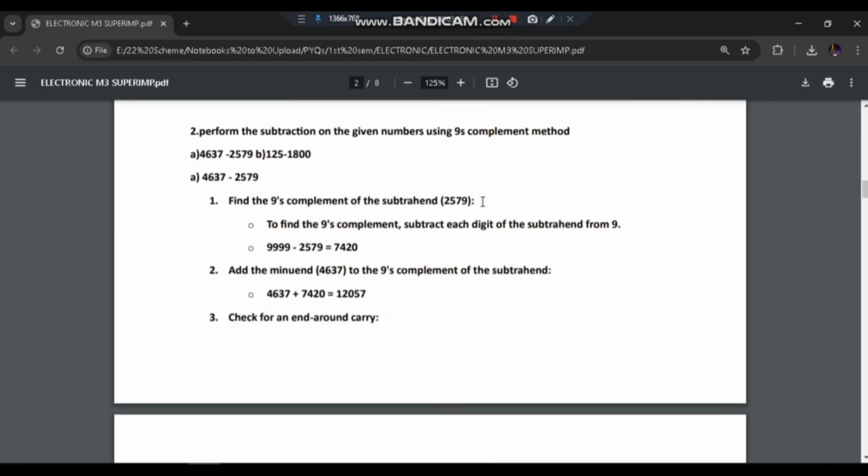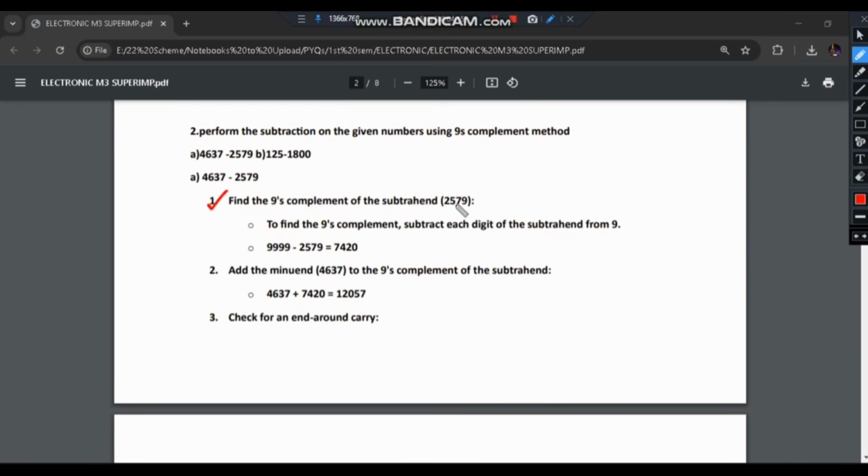Next super important question is related to nines complement method. This is also a very repeated question. How do we do the subtraction using nines complement method? So the question given is 4,637 minus 2,579.